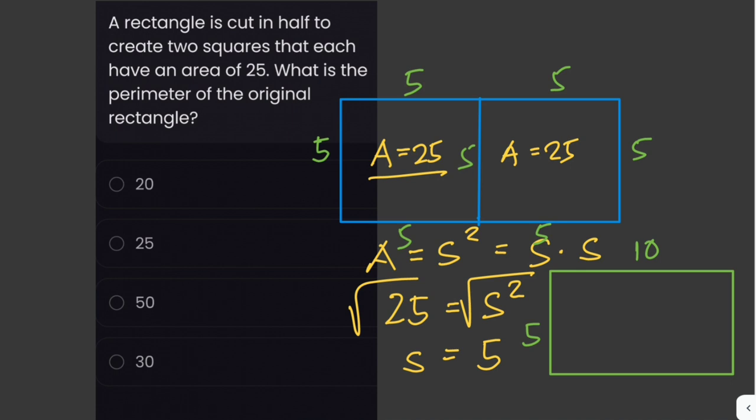Now we can solve for the perimeter of the original rectangle. We just have to add up all of the sides. So perimeter of the rectangle is just 10 plus 5 plus 5 plus 10, and this would give us a perimeter which is equal to 30. So the answer is this one.